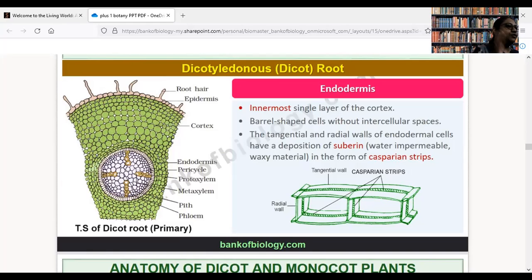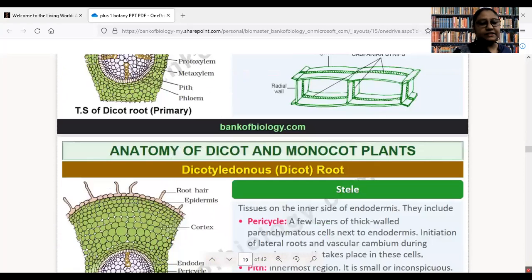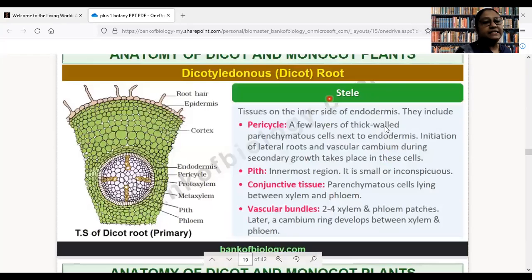Sidewise transportation doesn't take place. That's why it has those impermeable layers around it. Next is stele. What are these stele? Stele is the central part which includes the vascular bundle.